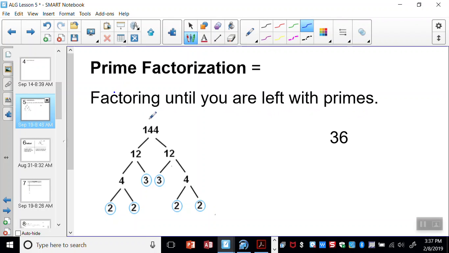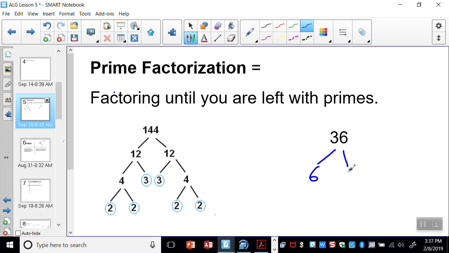So if we have 144, it is 12 times 12, 12 is 4 times 3, 4 is 2 times 2, and you are going to circle all the prime numbers. There is another video that explains the definition of prime numbers, but again, prime numbers are numbers that have only two factors. So let's try 36.